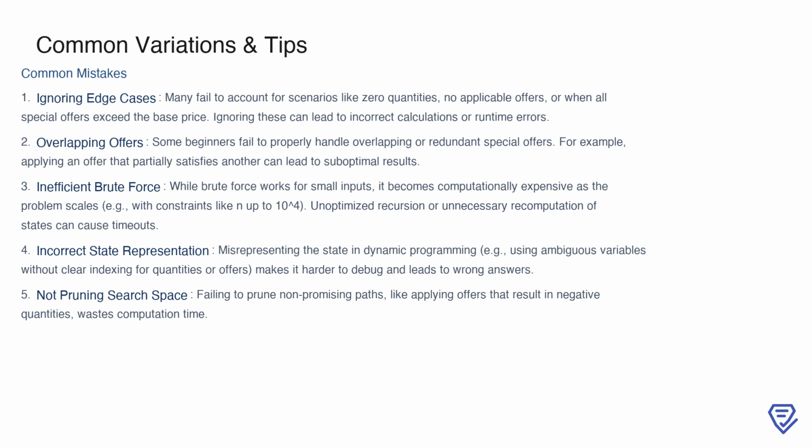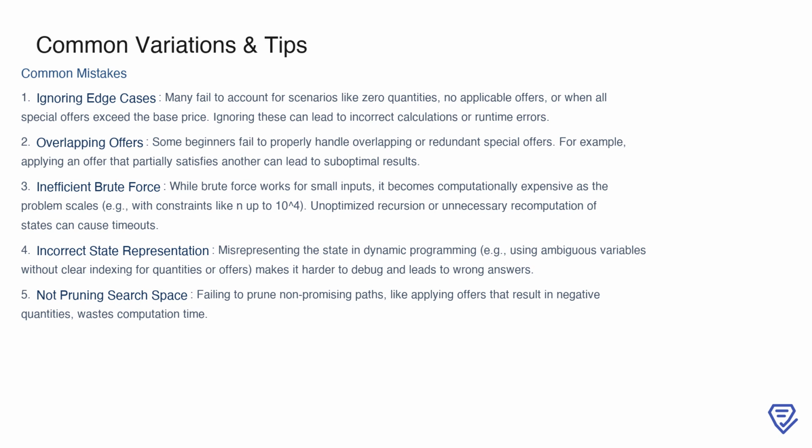When tackling the shopping offers problem, there are several common mistakes to be mindful of. One major pitfall is ignoring edge cases. For instance, scenarios like zero quantities, where no items need to be purchased, or situations where no special offers apply, need to be handled carefully. Similarly, when all the special offers end up costing more than the base price, your solution should account for this to avoid unnecessary computation. Another frequent issue is the mishandling of overlapping or redundant special offers.